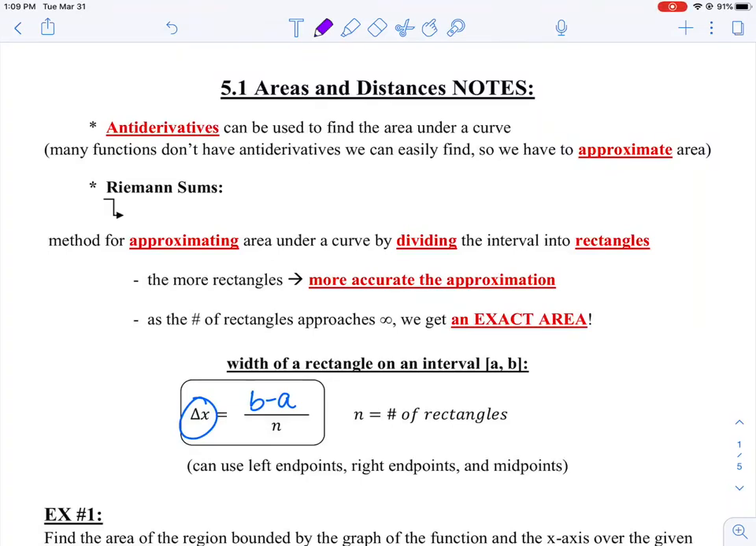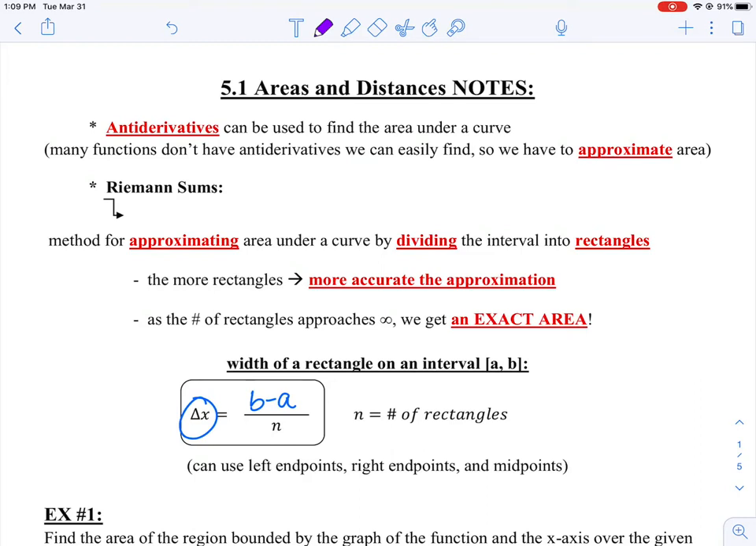Okay, we saw in section 4.9 that we can take antiderivatives of different functions, where if they give us a rate of change or derivative, we are able to take the antiderivative to come up with the previous function. So if they gave us a velocity, we were able to find the position function. Or if they gave us the acceleration, we were able to find the velocity function. But what happens if they don't give us a function and maybe we just have a graph?